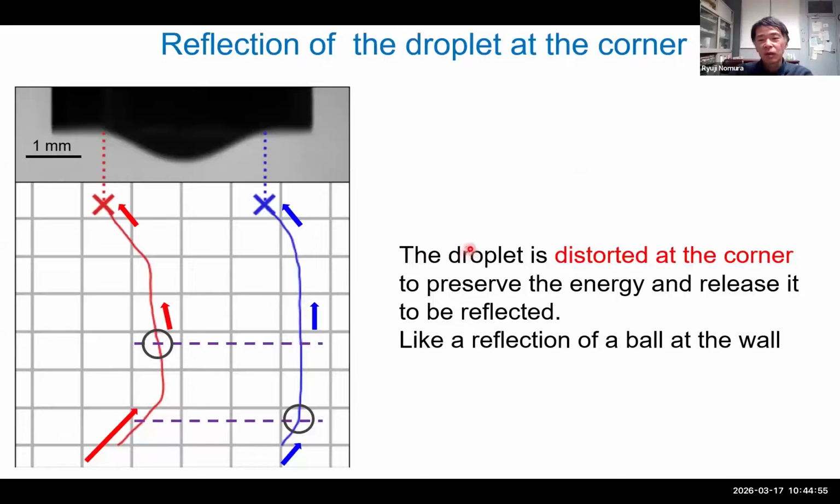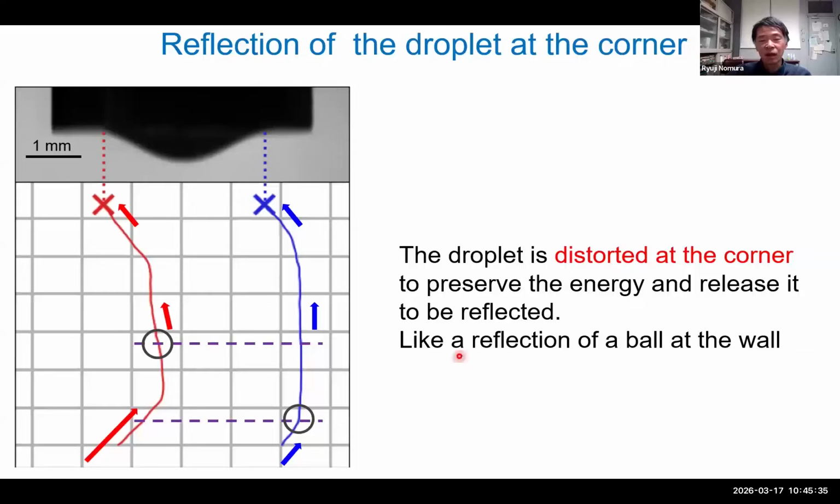So this means that the droplet is distorted at the corner, and the distortion transforms the kinetic energy of the droplet motion into the distortion energy, and by releasing the preserved distortion energy into the kinetic energy, it induces the droplet motion in the opposite direction. So this is how the droplets are reflected at the corner.